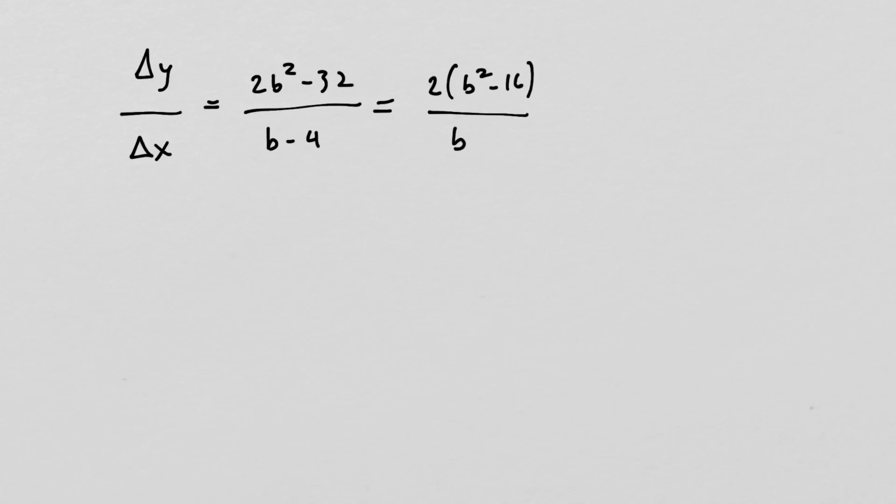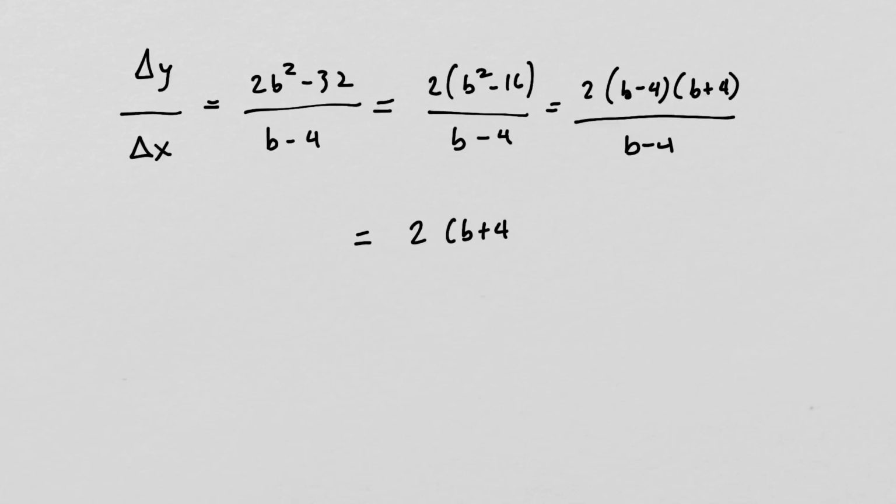We have our change in y divided by our change in x. Our change in y is given by 2b squared minus 32, and our change in x is given by b minus 4. Simplifying the top out, we can remove a 2, so this becomes 2b squared minus 16 divided by b minus 4. And this is going to be equal to 2 times b minus 4 times b plus 4, all divided by b minus 4. Canceling out our b minus 4s, we get 2 times b plus 4. And this is going to be the simplified version of our rate of change.